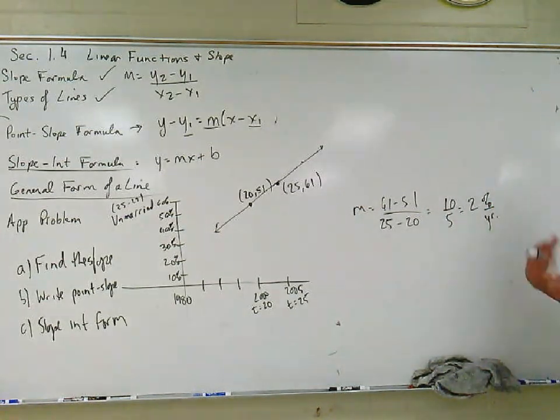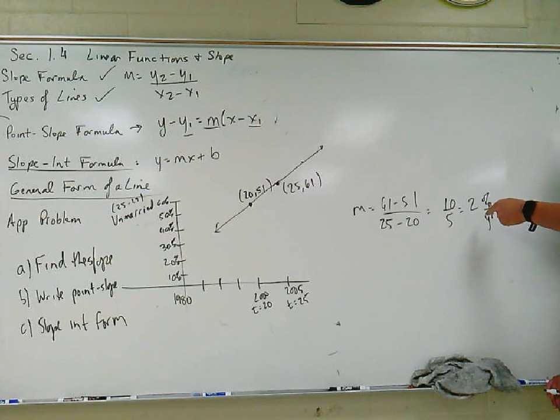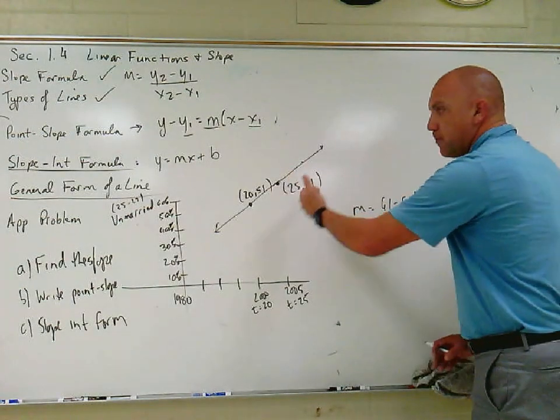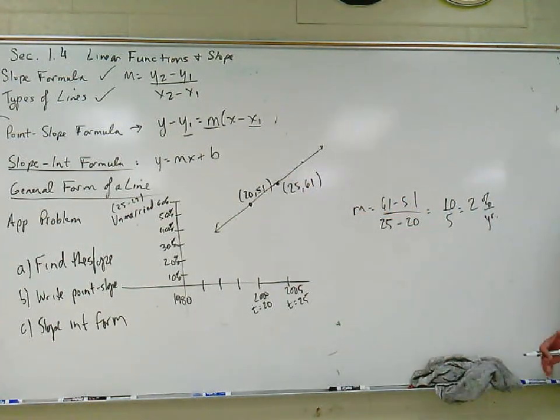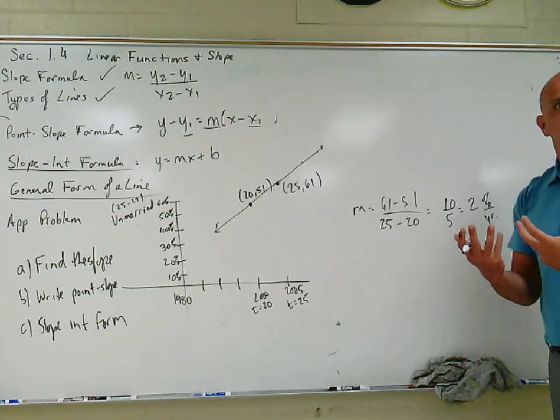Because if you ever get questions like, what does the slope stand for? Well, it's telling you as every year goes by, what's happening to the percent of unmarried males? It goes up by 2%. For every 1 year, the percent of unmarried males goes up 2%. Because in 5 years, they went up how much? 10. That's what slope tells you. It's an indication of the trend of the data.